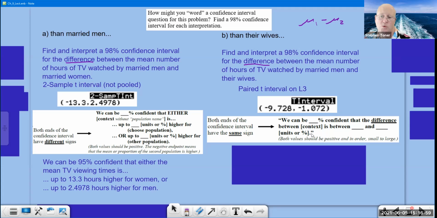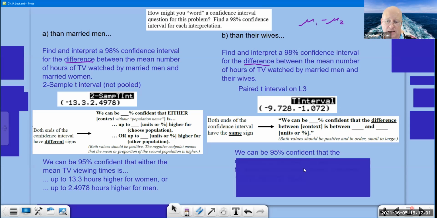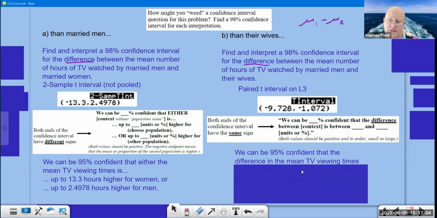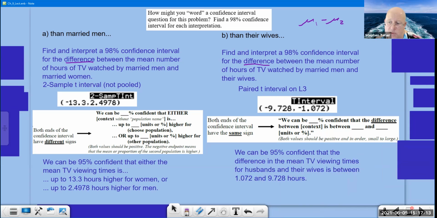Now the second one here, we can be 95% confident that the difference, I'm going to have that word difference in there, between the mean TV viewing times for husbands and wives is between, there you go, these two different hours. Notice I made them both positive and I switched them to go from small to large. Lots of little details that you need to pay attention to in this chapter.